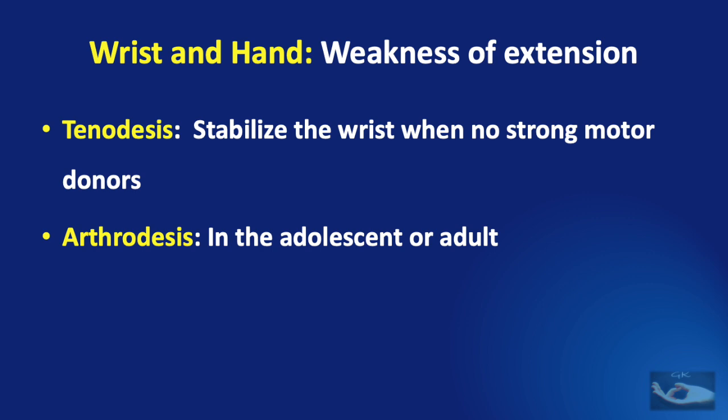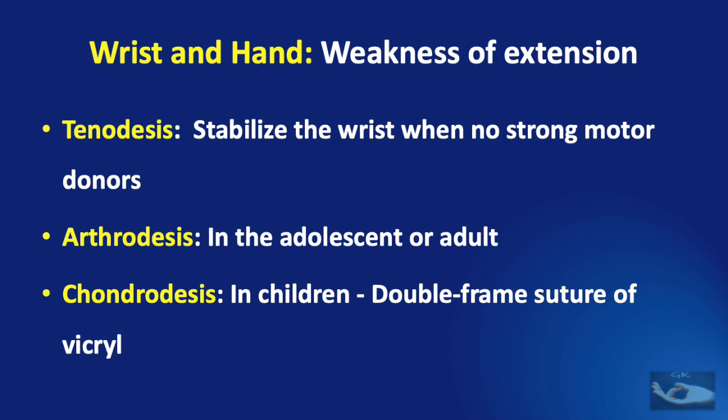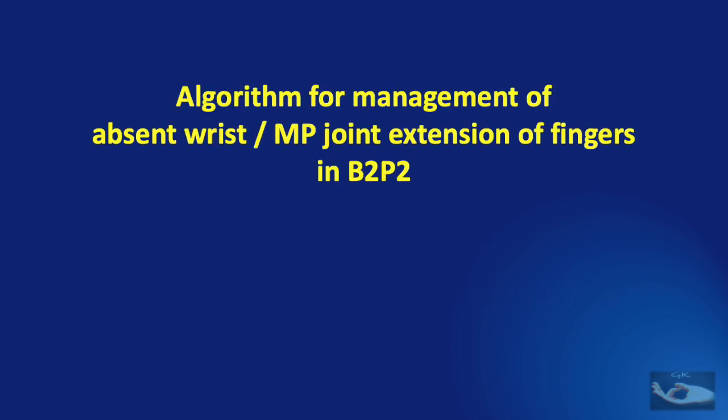In adults or even in adolescents, arthrodesis of the wrist can be done. In children, a technique of chondrodesis using a double frame suture of Vicryl has also been described. Finger metacarpophalangeal joint extension is lost, and since it involves a thumb also, thumb instability is also present in some children affected by birth brachial plexus palsy.